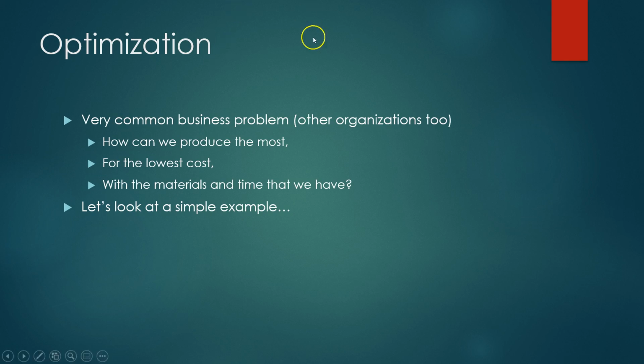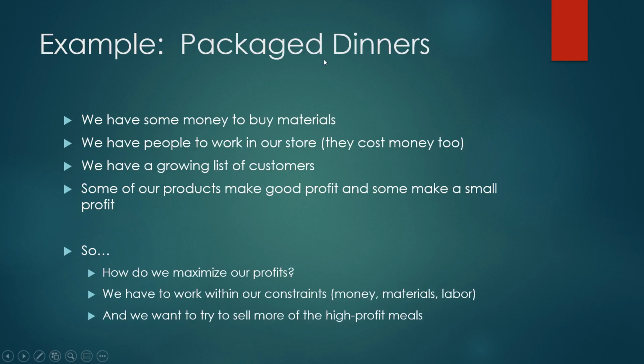Let's take a look at a simple example. A lot of people are buying these packaged dinners where they'll sell you all the ingredients in a box, and all you do is throw it in a pan and cook it up, and it turns out to be a gourmet meal that you didn't really have to work that hard at. Imagine that we are in that business, selling to busy people who are willing to pay a premium for packaged dinners. As a business, though, we have to have money to buy materials.